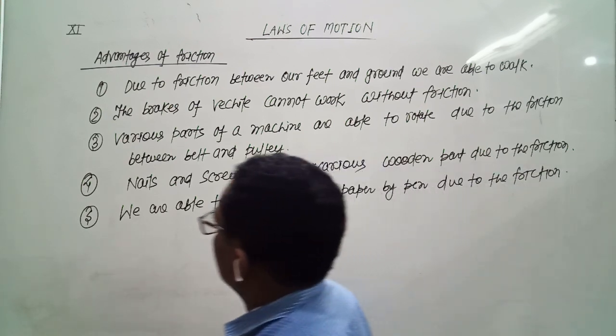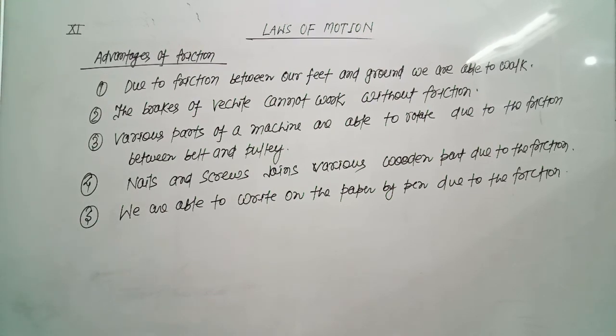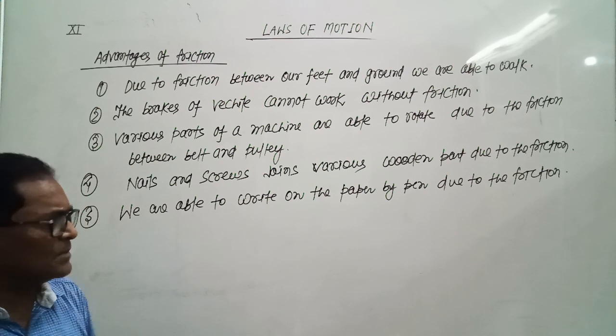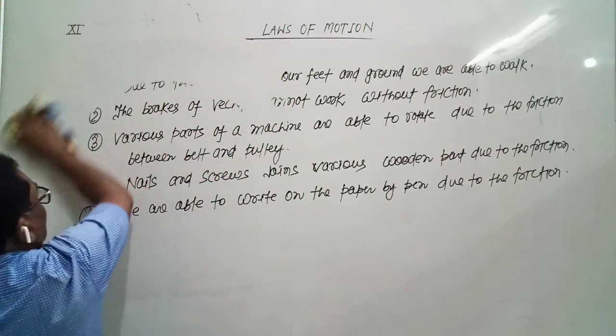So these are the five advantages. The first is due to friction between our feet and ground we are able to walk. Second, the brakes of a vehicle cannot work without friction, meaning brakes work due to friction. Third is various parts of a machine are able to rotate due to the friction between belt and pulley. Nails and screws join various wooden parts due to friction. And last, we are able to write on paper by pen due to friction. So these are the advantages of friction.